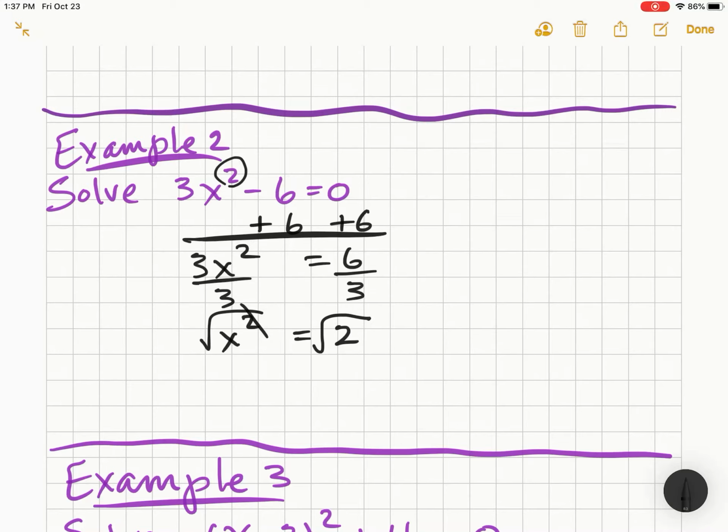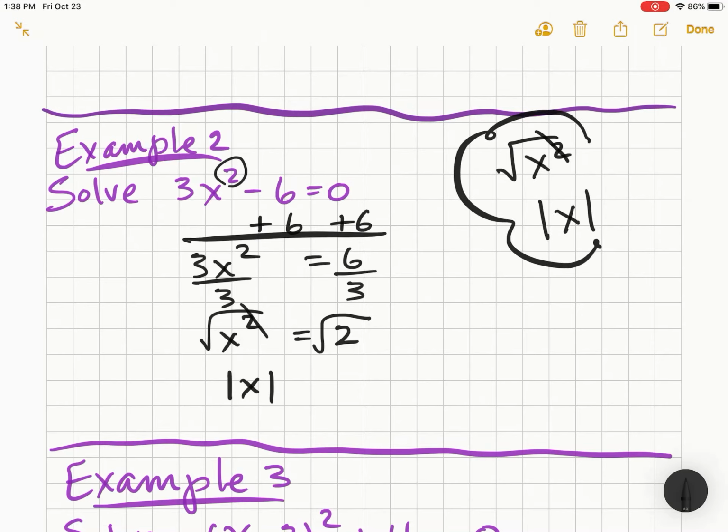And I want to make sure you know that whenever you cancel out the square and the square root like that, you get the absolute value, okay? And again, I'll explain that more in detail for you. Now, when you remove the bars, plus or minus radical 2.